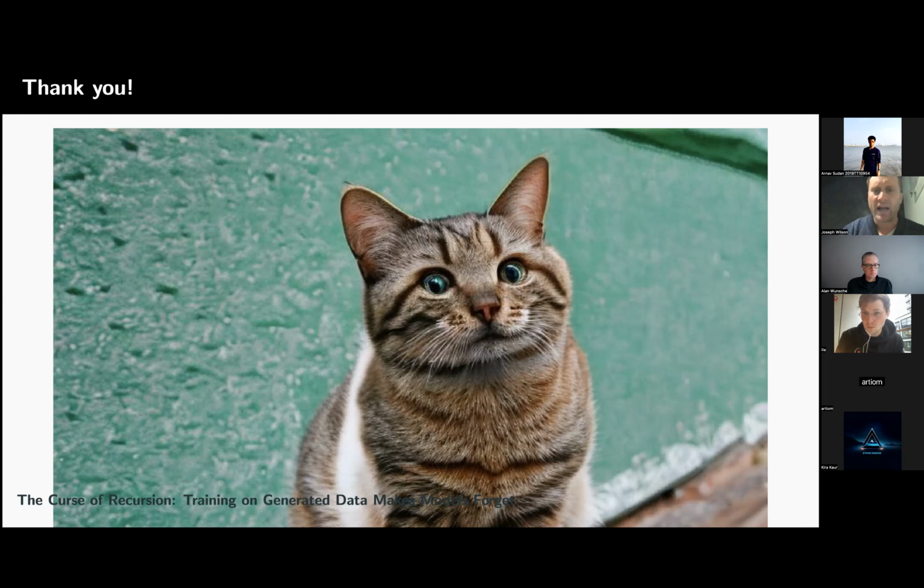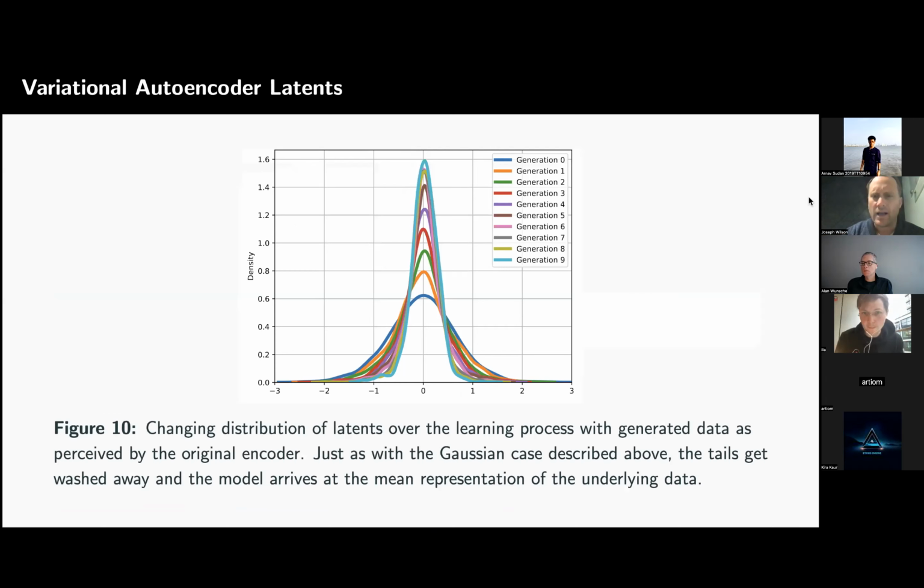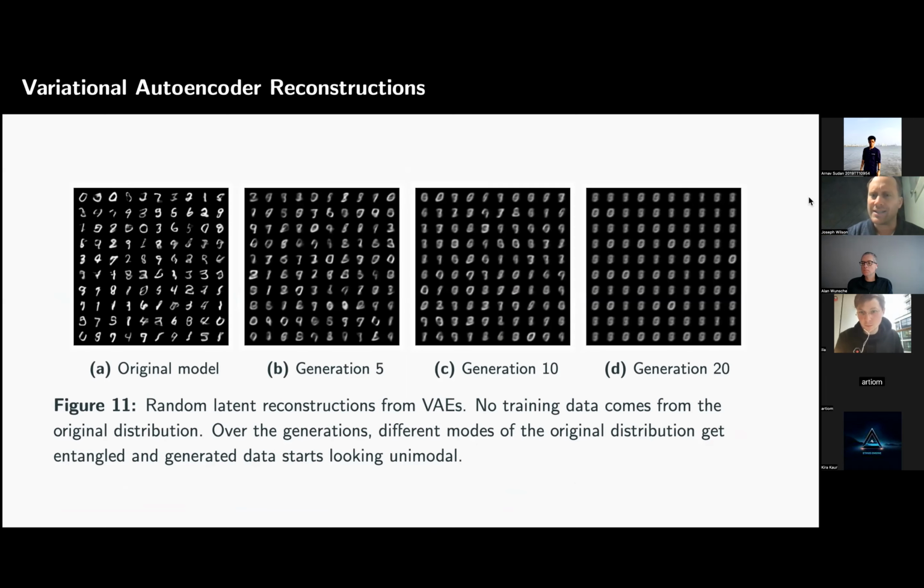Could you go back a few slides? There was the one with the digit generations with the blurry images. Yeah. And one of the questions here is exactly what is causing the blurring? Why is it blurry from generation to generation?